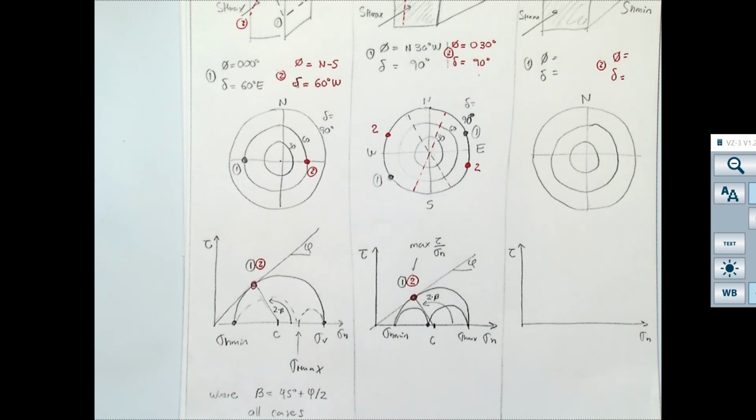East-west, should it be like this? So is that right? Like this is east-west. Here it's 30.